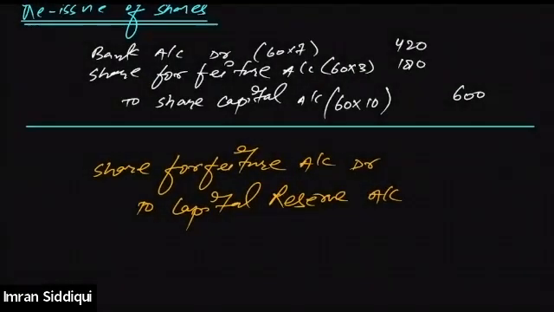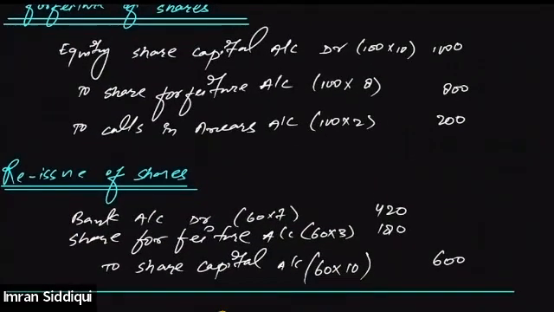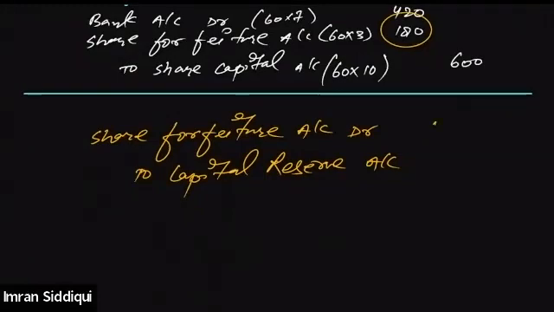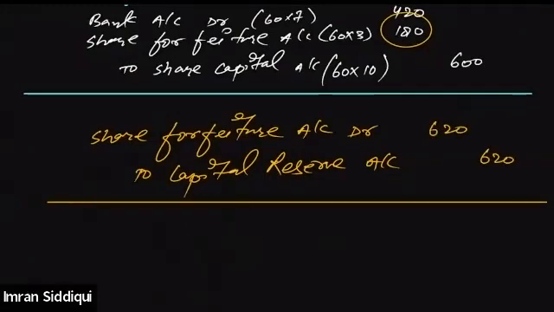Earlier we have credited share forfeiture account by 800. Then later we debited forfeiture account by 180. The balance that is arising will be transferred to the capital reserve account, 620. Halima, could you please repeat? 620. That is done with this question. Part A of this question is done.